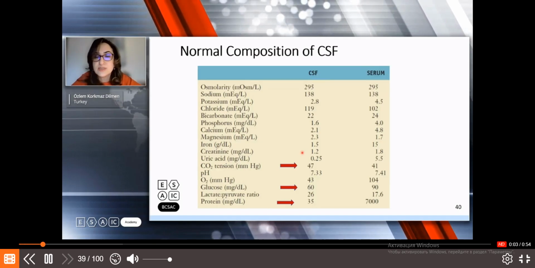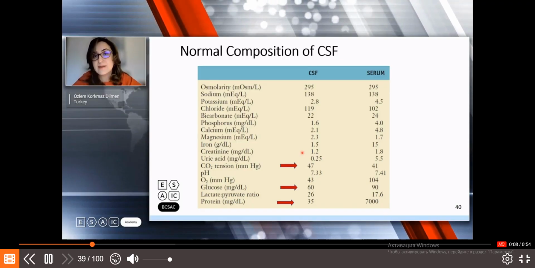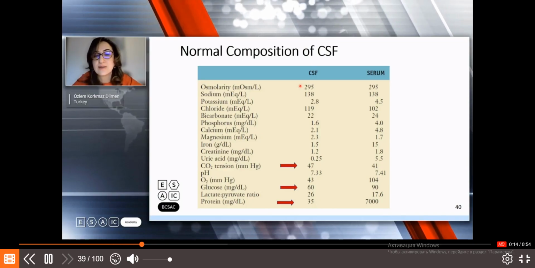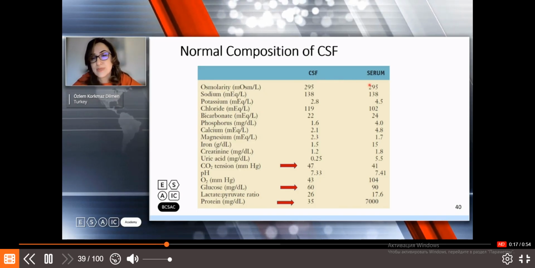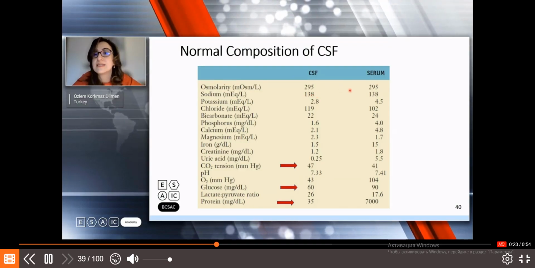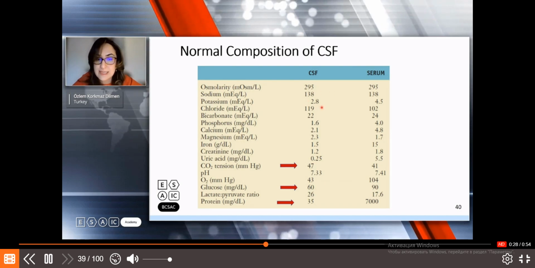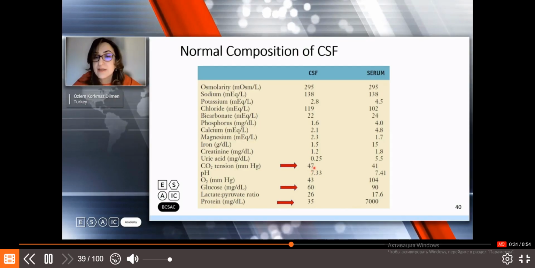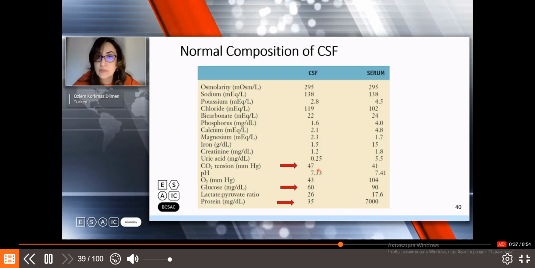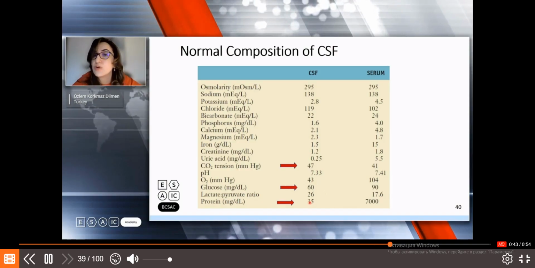Regarding the composition, we need to know the composition of the CSF for the part 1 exam. You can see several options that compare the CSF to plasma. As you see here, the osmolality and sodium concentrations are the same in the CSF and plasma. Potassium level is lower in the CSF, and carbon dioxide level is higher compared to plasma. That's why CSF is more acidotic compared to plasma. The glucose and protein concentrations are lower compared to plasma.